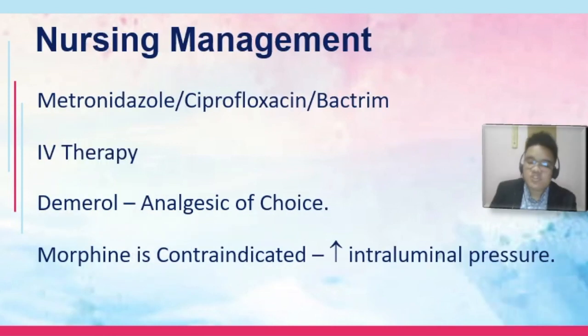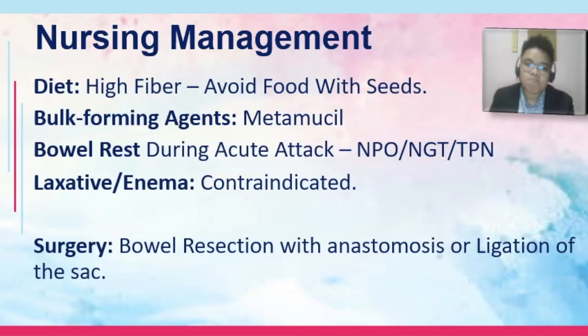The nursing management: we administer antibiotics as ordered. Common antibiotics for GI tract surgery would involve your metronidazole. You also have your ciprofloxacin and your Bactrim. IV therapy, of course, and then Demerol as the analgesic of choice. Because your morphine, also a very good analgesic, is contraindicated because it increases intraluminal pressure. And we don't want intraluminal pressure to be increased this time.